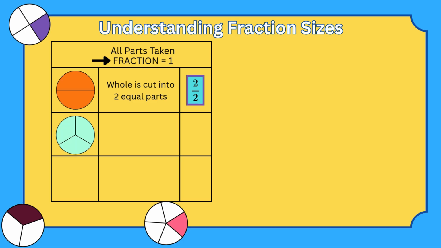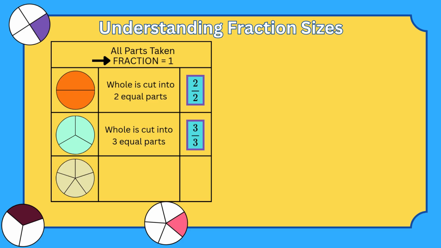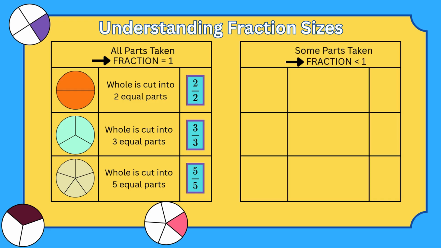Similarly, if the whole is cut into 3 equal parts and all 3 parts are taken, we write it as 3/3. And if the whole is cut into 5 equal parts, we take all 5 parts and write it as 5/5. So, when numerator and denominator are the same, that means all parts are taken and the fraction is equal to 1. But what if only some parts are taken? The fraction will be less than 1.